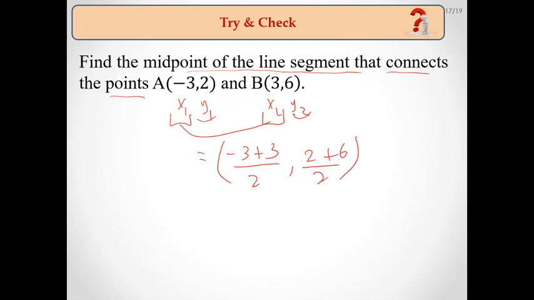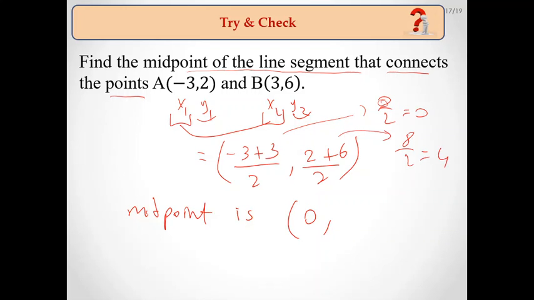So the midpoint is 0 over 2, which is 0. This one here is 8 over 2, which is 4. So we have the midpoint 0, 4.